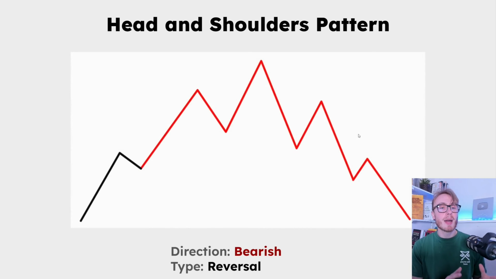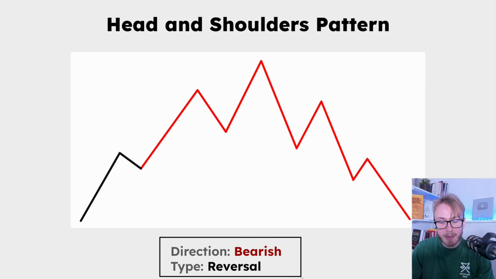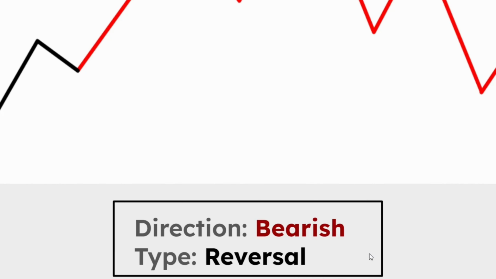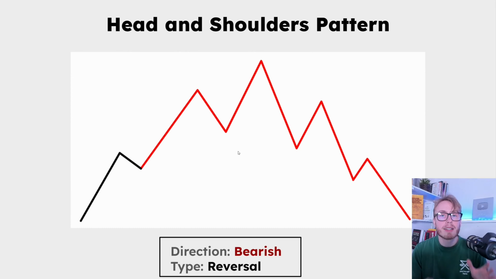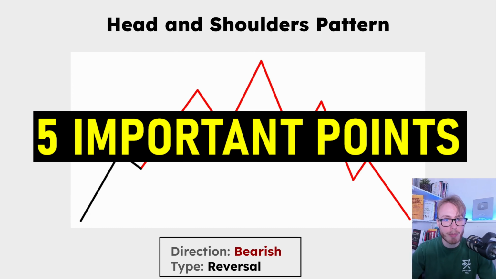So now it's time for, I would say, one of the most iconic chart patterns, and that is the head and shoulders pattern. The head and shoulders pattern is a bearish reversal pattern. So before the pattern, we have an uptrend, and after the pattern, we have a downtrend. The pattern itself consists of 5 important points.